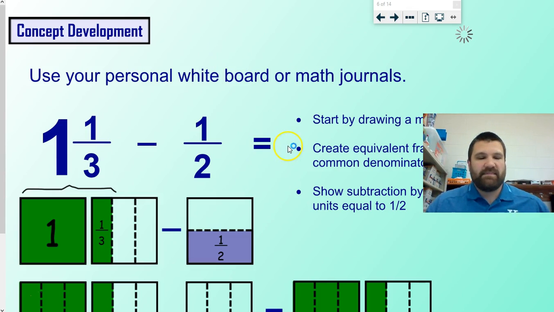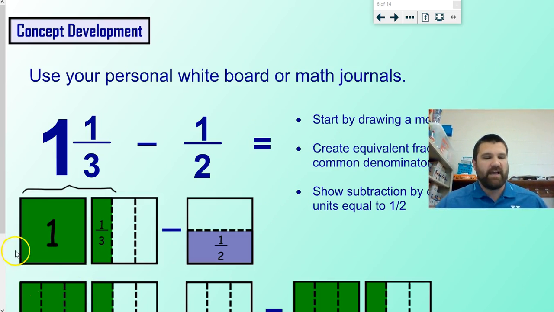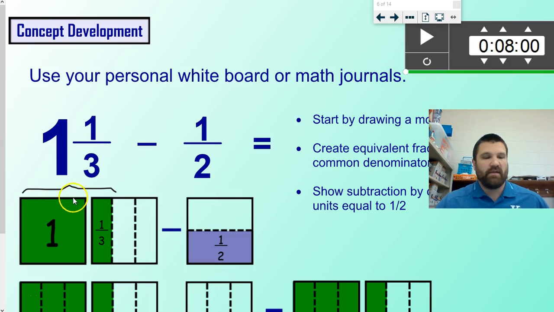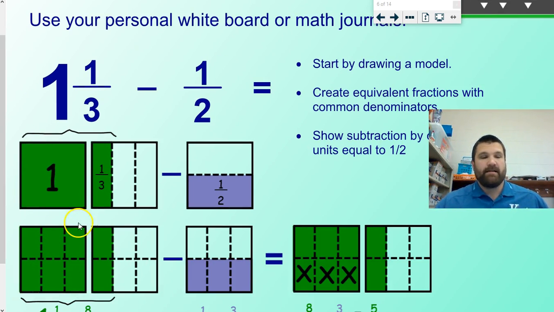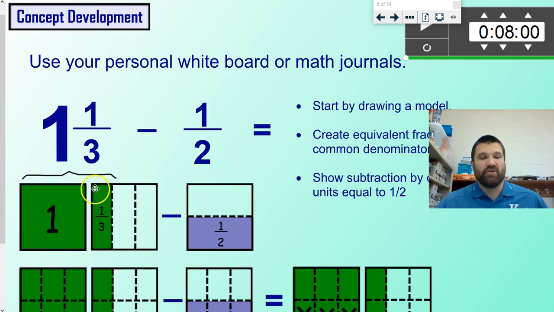Okay, so concept development. On your personal whiteboard, just kind of follow along with me. We're going to start by drawing a model. We have 1 and 1/3. And then we're going to subtract a half. So you're starting to have 2 separate models now, because you have to have 1. And 1 is just, you could draw the lines I've already done here, because you know that this whole is made up of thirds. So you could draw thirds and it's a whole. And you subtract a half.